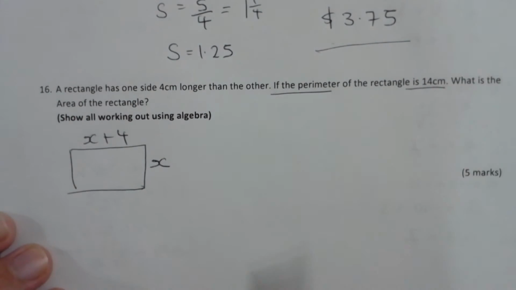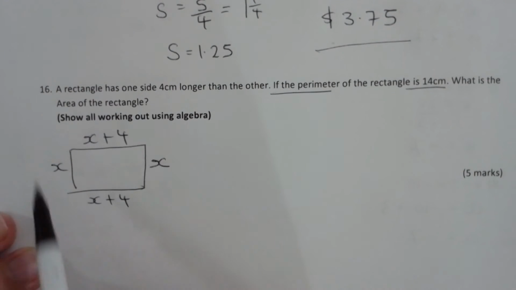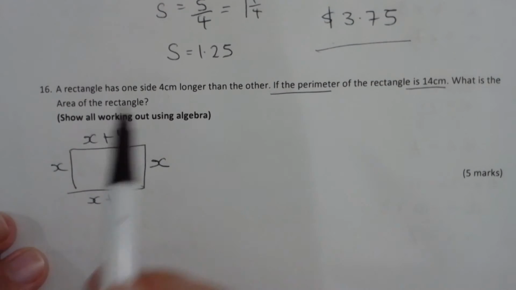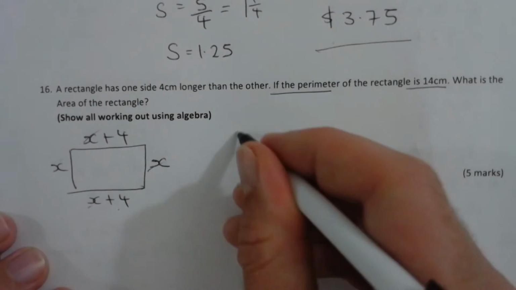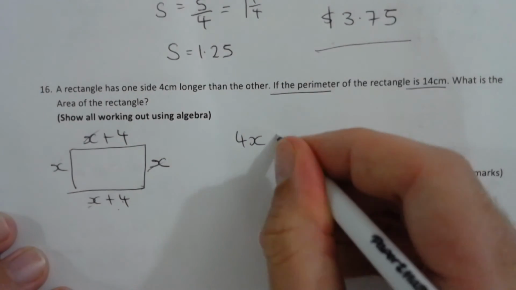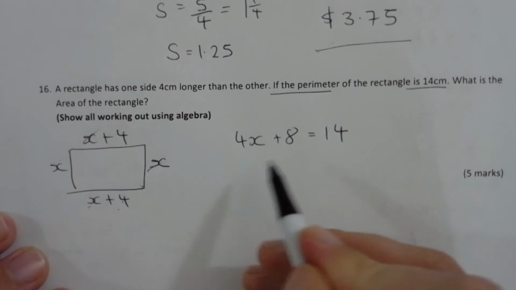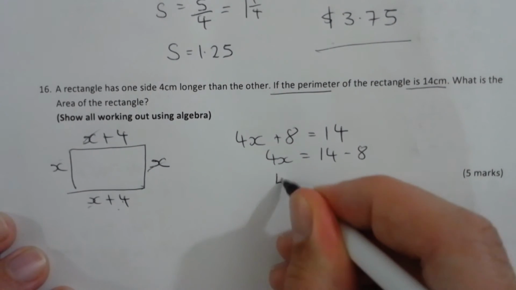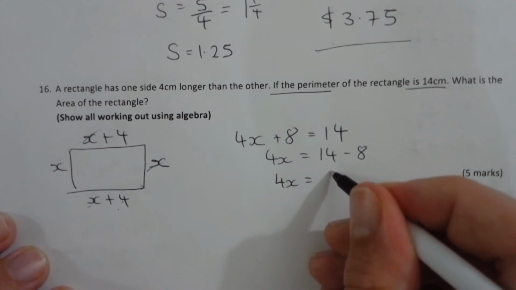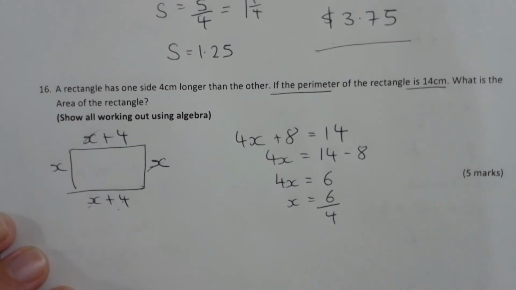The perimeter is 14. Now the perimeter is the outside of the shape, which means if I add all this together, because the top must be the same as the bottom for a rectangle, and both opposite sides must be the same. So if I add it together, it equals 14. Let's add this up. 1x, 2x, 3x, 4x. 4 plus 4 is 8. So the perimeter must equal 14. Because this is plus 8, we move it to the other side to make it minus 8. And 14 take away 8 is 6. Because it's times by 4, we divide by 4.